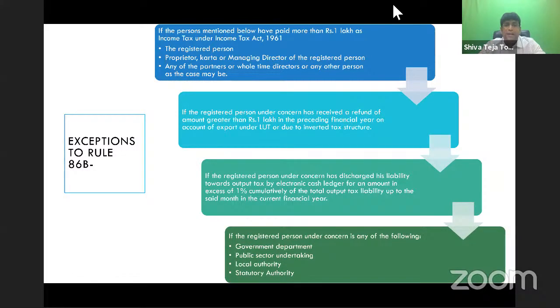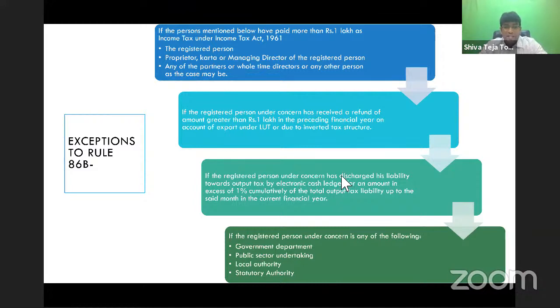If the persons mentioned below have paid more than 1 lakh as income tax under Income Tax Act, if they have paid more than 1 lakh income tax, then law is telling no problem, we will not apply this 1% rule to you. Registered person, proprietor, karta or MD of registered person, any of the partners or whole-time directors or any other person as the case may be. Next point, if the registered person under concern has received a refund of amount greater than 1 lakh in the preceding financial year on account of export and annuity or due to inverted tax structure.